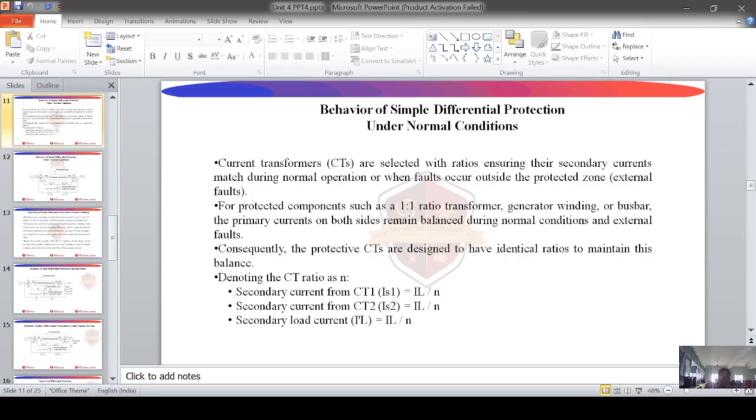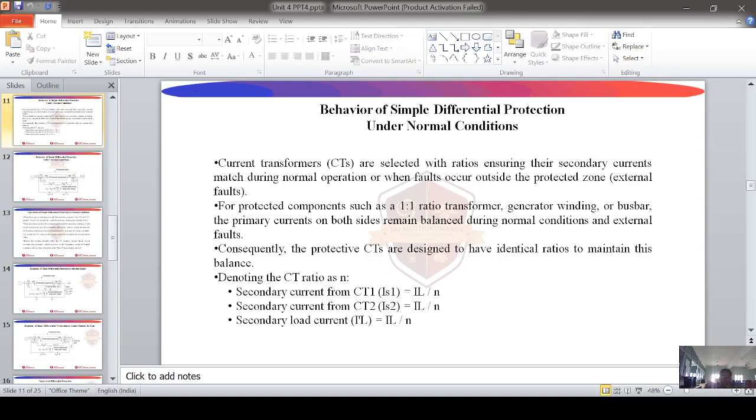Behavior of simple differential protection under normal conditions: currents entering and leaving are equal, so no current flows through the relay. There is no trip to the circuit breaker. That means the current transformers are selected with ratios ensuring the secondary currents match during normal operation.